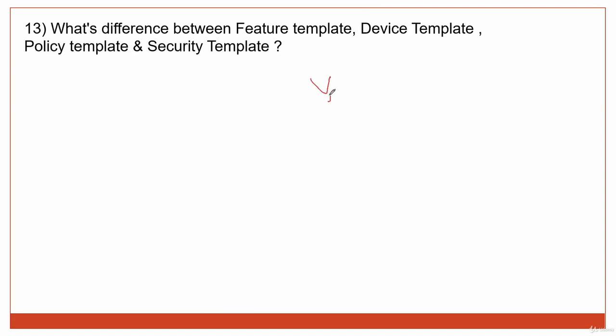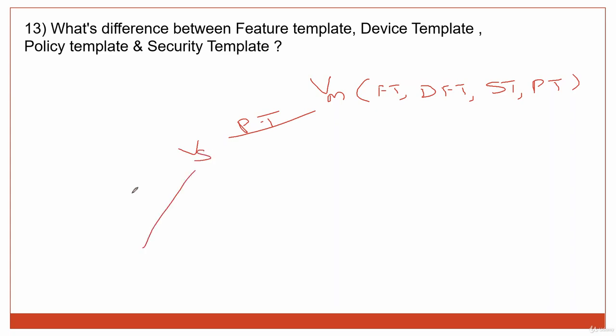We have vManage, and at the level of vManage, you can create a feature template, a device feature template, a security template, and a policy template. Now this policy template will be pushed to the vSmart, and vSmart uses OMP to push it to the VH. Here the underlying protocol, again, is NETCONF.